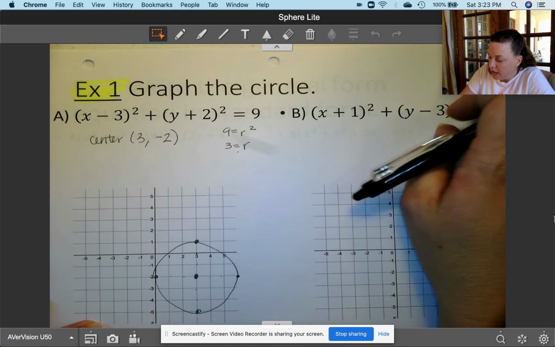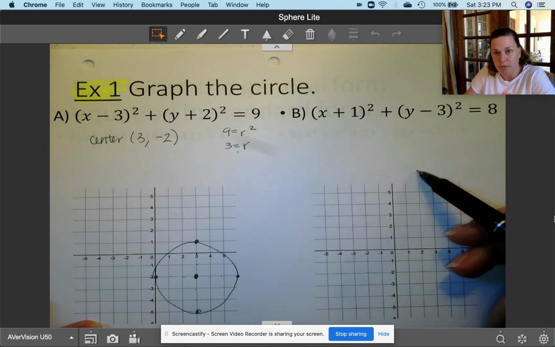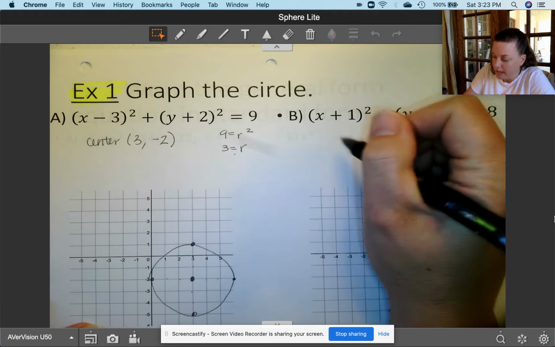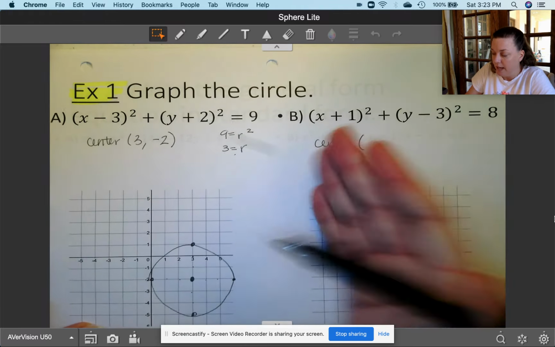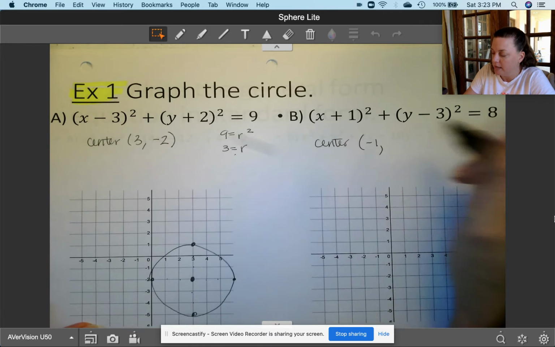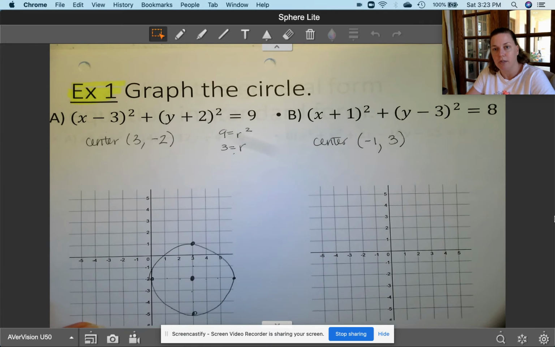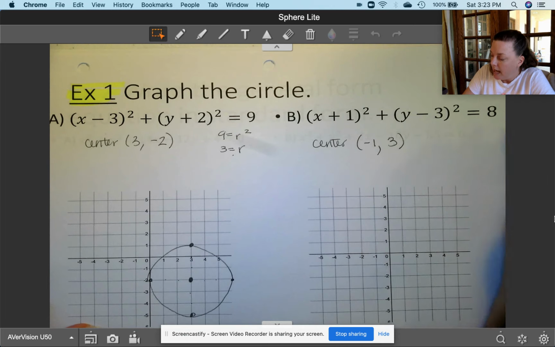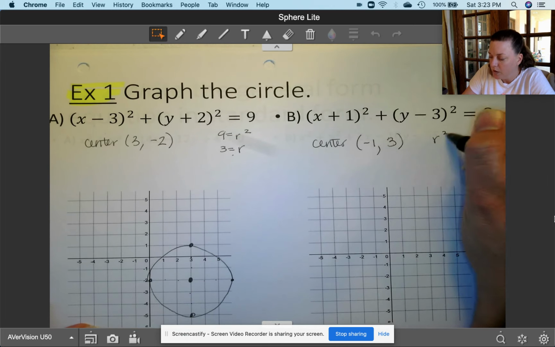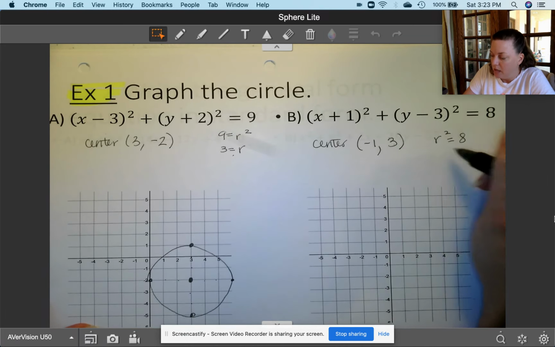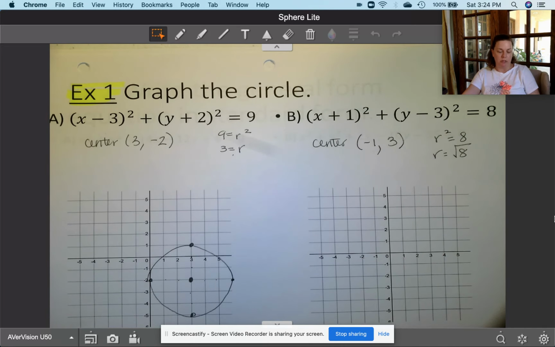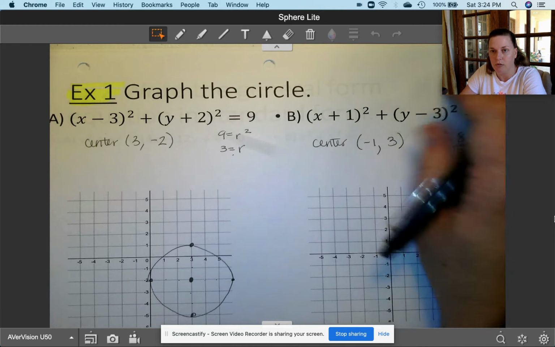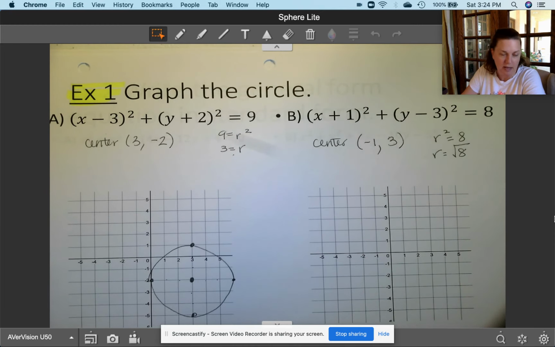Let's look at letter B here. Again, we're in standard form. And so this has a center. This is being shifted left 1, so -1, and that's going to be up 3 in the Y direction. So again, opposites. And this, r squared is equal to 8. And so we would have the square root of 8. Well, I don't know exactly what the square root of 8 is. I could try and remember how to simplify that, but it's not very important.